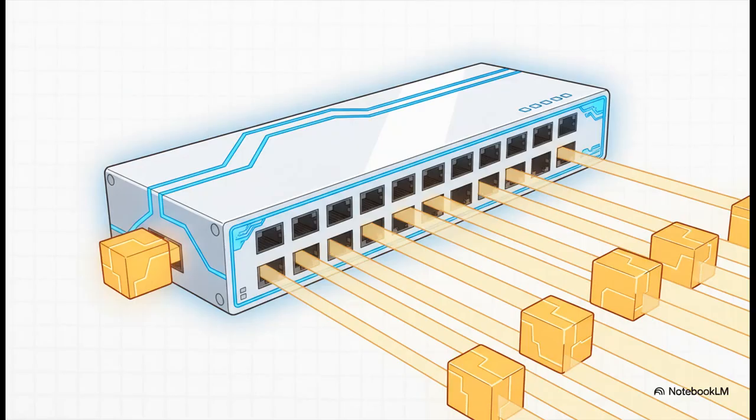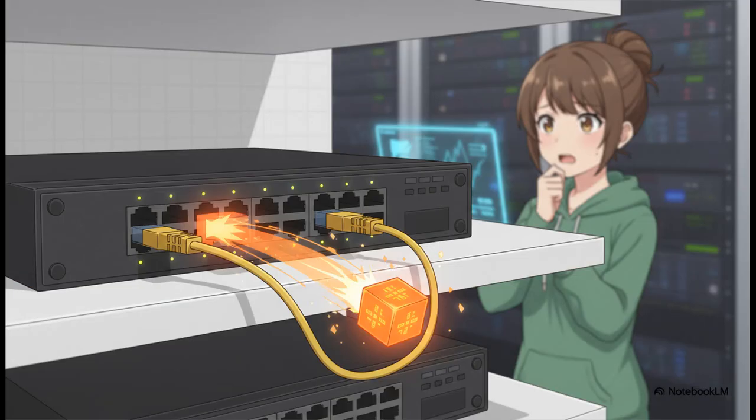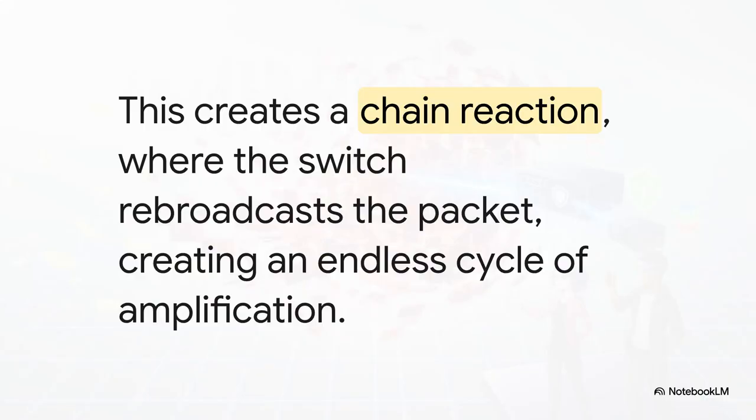See, a switch just does its job. It forwards that broadcast packet out of every single port. But that loop sends the packet right back to the switch, which then sends it out again. This creates a crazy feedback loop, amplifying traffic until it becomes a full-blown storm.